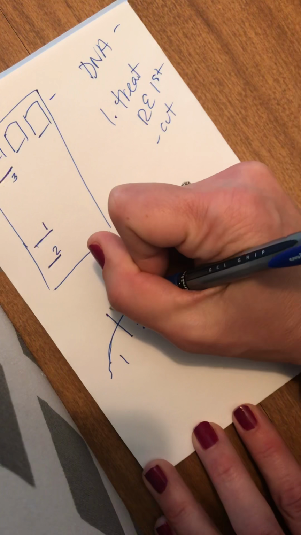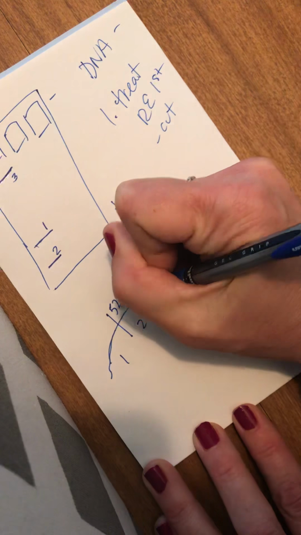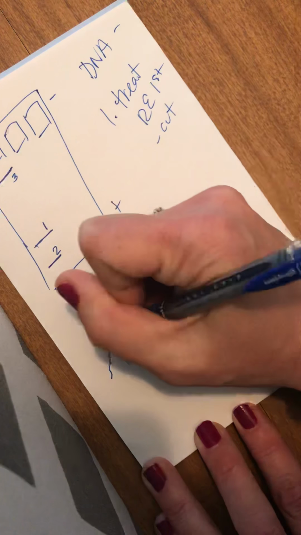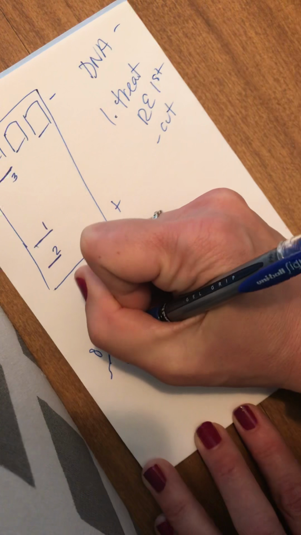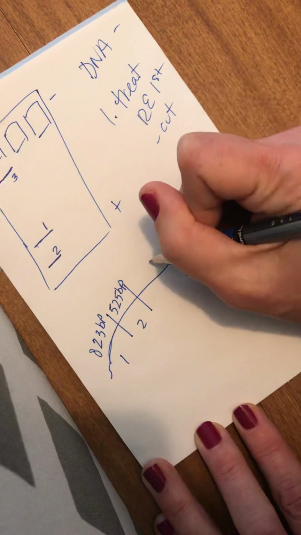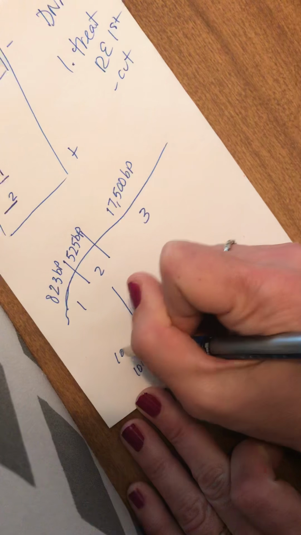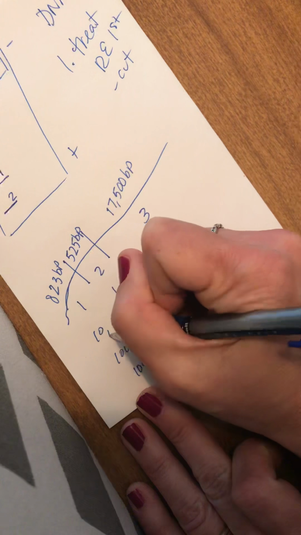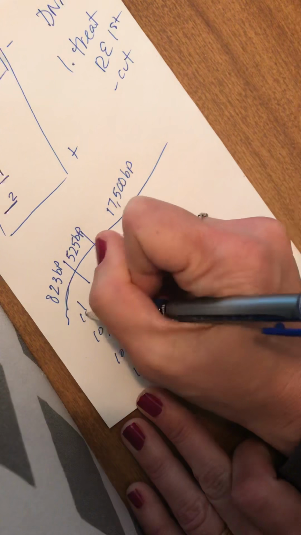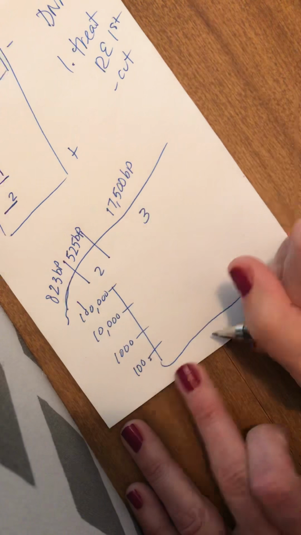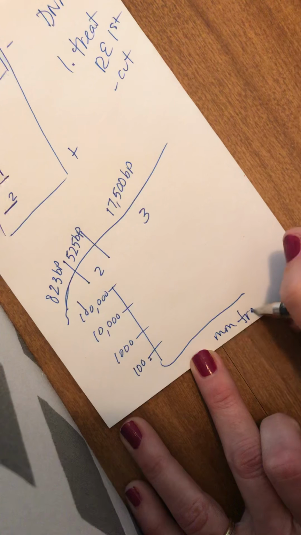Let's say I know that this is 525 base pairs, and I know this one is 823 base pairs, and I know this one is 17,500 base pairs. What I can do is I can now use logarithmic graph paper. The difference about that is it goes 100, 1,000, 10,000, 100,000. And this would be millimeters traveled.